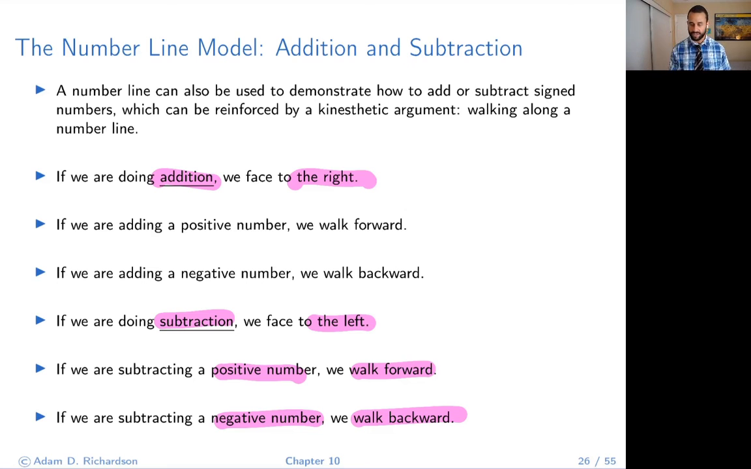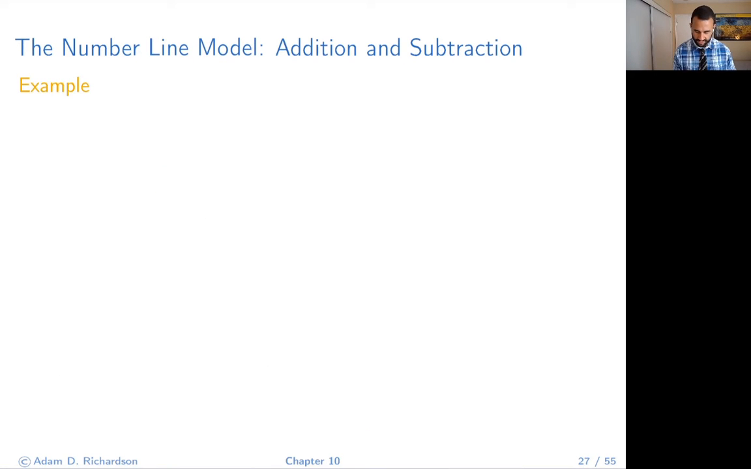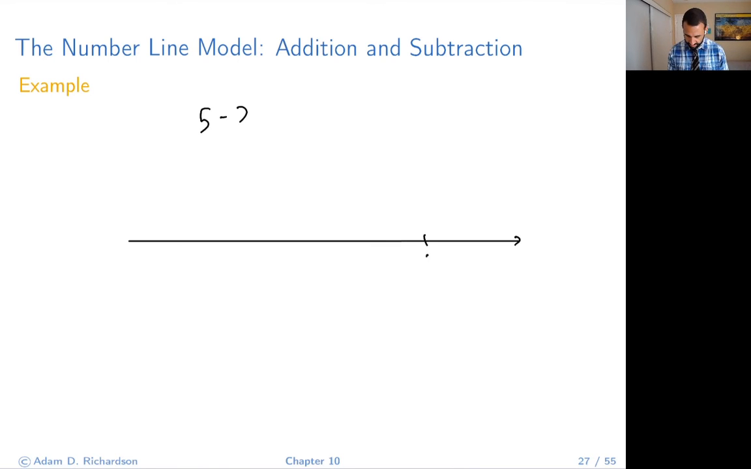And we can even show that on a little number line here. Let's do an example. Let's say we want to do 5 minus 7. Draw my little number line here. I'm going to mark 5 on here. 4, 3, 2, 1, 0, -1, -2, -3, right? Okay, so here's how I would do it. I'm going to start at 5.